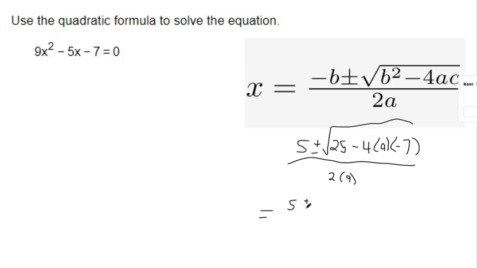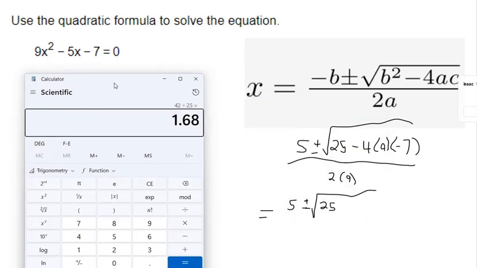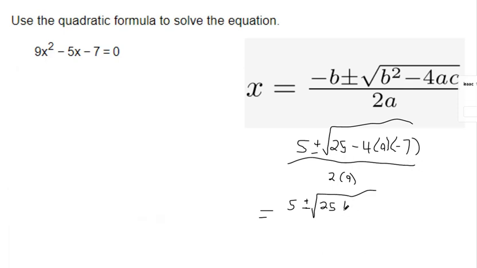So looking at the square root, I want to do the order of operations. I want to do multiplication first. So I want to do 4 times 9 times -7 all at once. And actually, I'll just take the negative sign with me so I don't write a double negative. That's -4 times 9, -36. -4 times 9 is -36. -36 times -7 is now a +252. So I'm going to write plus 252 here.